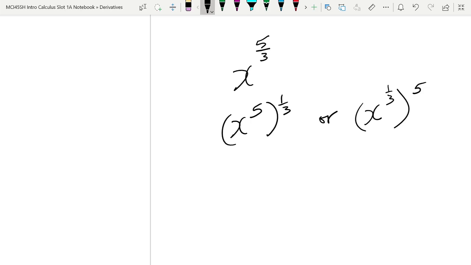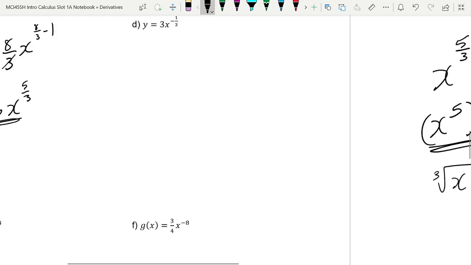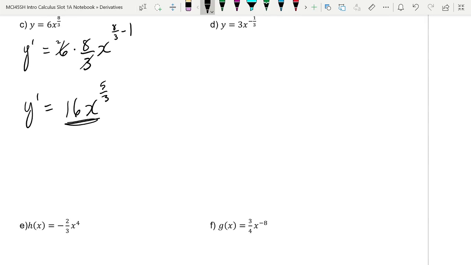So x to the power of 5/3, if I want to turn that into a radical, I want it as simple as I can make it, right? So I think actually this way might be the easier way to do it, because I can write this as the cube root of x to the 5. And then again, I could leave it like that. That's a perfectly good answer. So this could be 16 and then cube root of x to the 5.